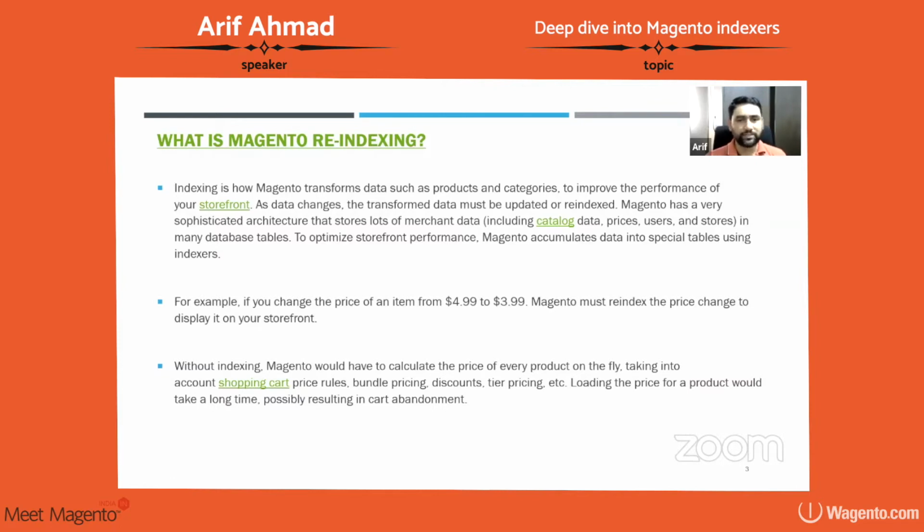So just one example. If you change the price of an item from 4.99 to 3.99, Magento must reindex before it can display it in the storefront. If you don't reindex, then Magento would have to do all the calculation to show the right price in the storefront, and that can be a bit expensive.